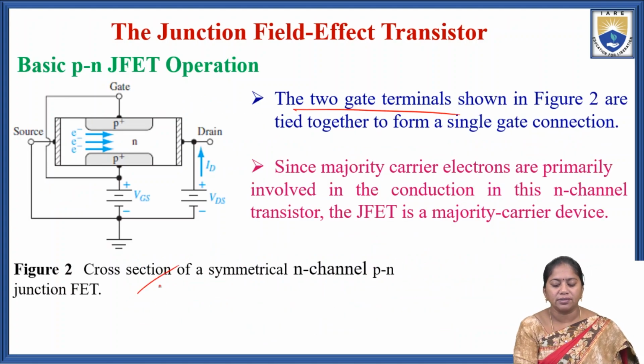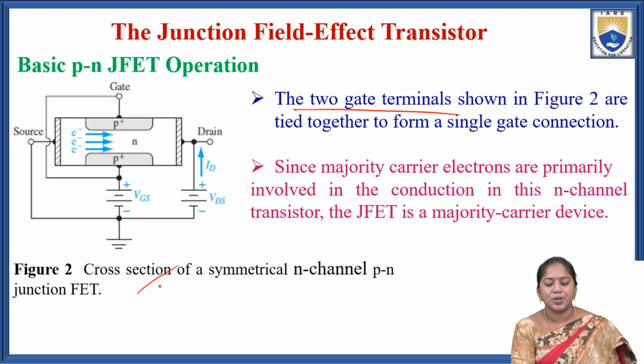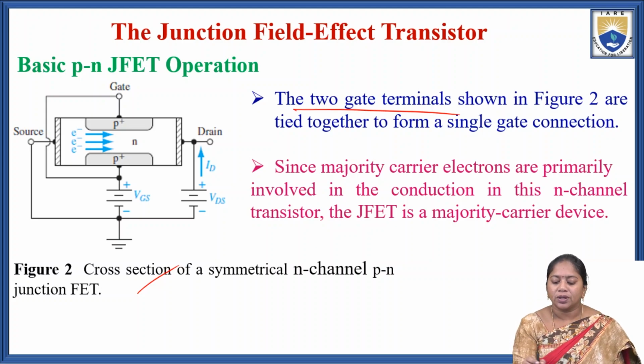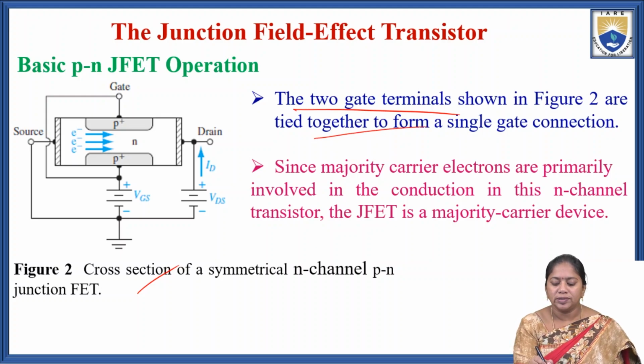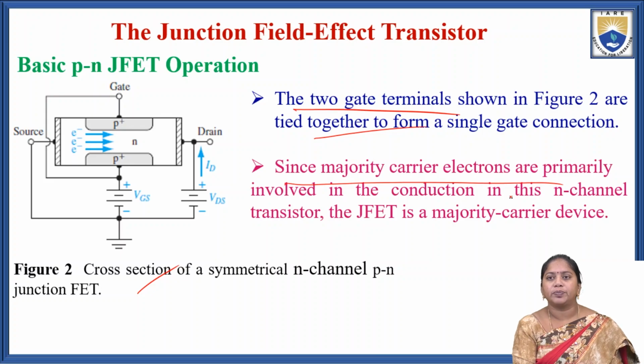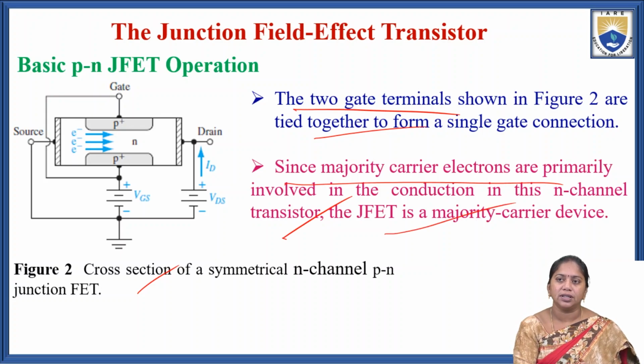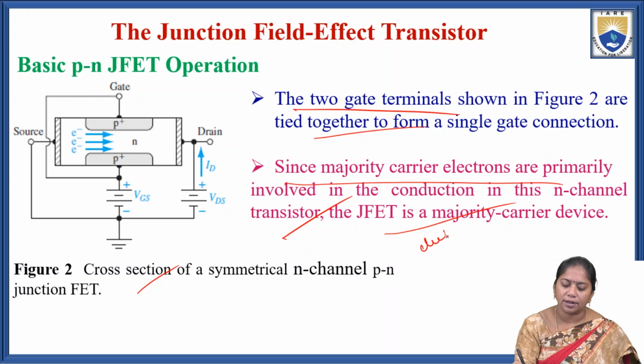The figure is the cross section of the symmetrical N channel PN junction FET. The two gate terminals shown in the figure are tied together to form a single gate connection. Since majority carrier electrons are primarily involved in the conduction in this N channel transistor, the JFET is a majority carrier device.